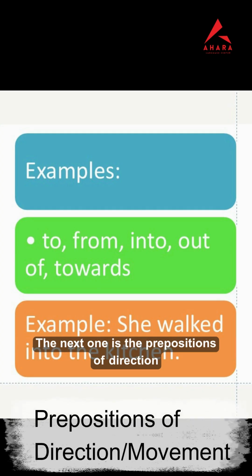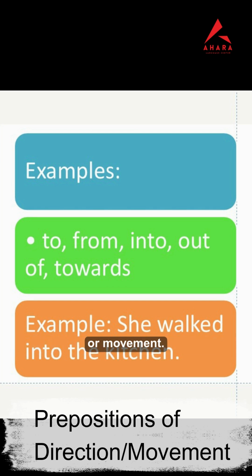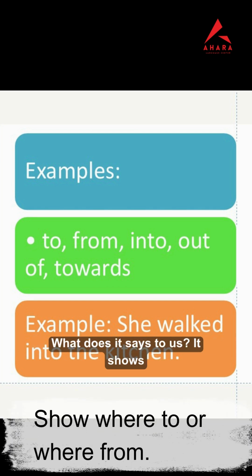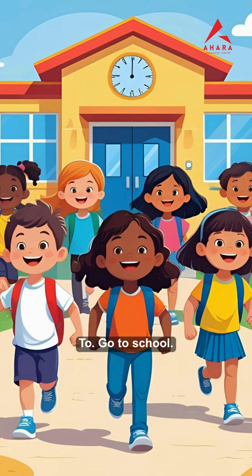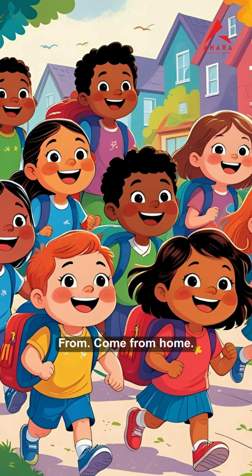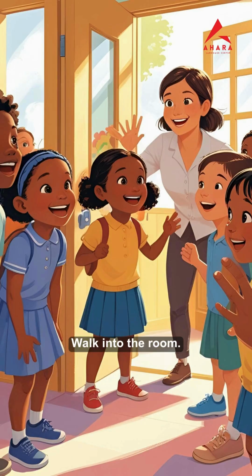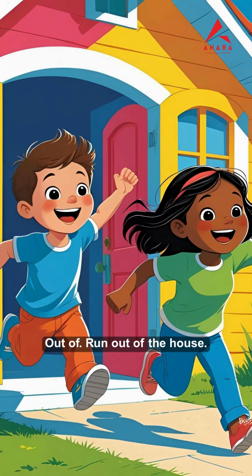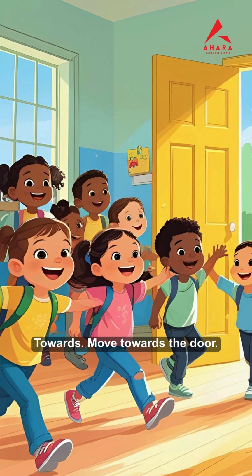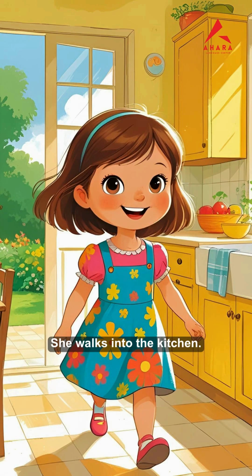The next one is the prepositions of direction or movement. What does it say to us? It shows where to or where from. See this. To: go to school. From: come from home. Into: walk into the room. Out of: run out of the house. Towards: move towards the door. See this example. She walks into the kitchen.